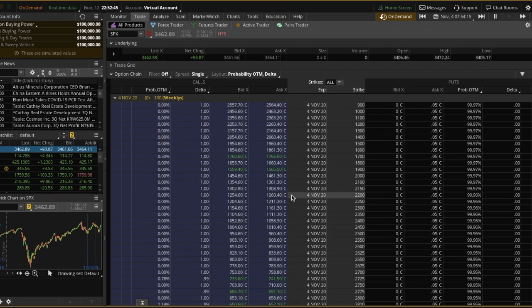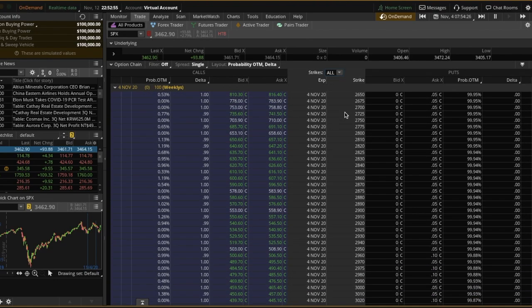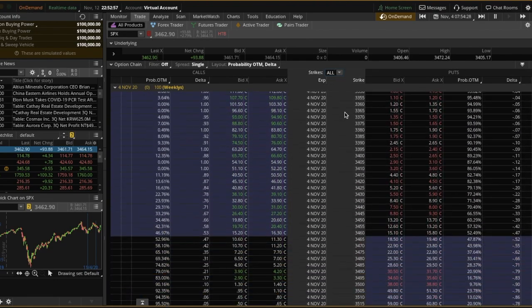Now you'll see here it says strikes and there's a drop down list. We're going to go ahead and click all. This gives you a glimpse of all the possible strike prices you can trade at. We're going to scroll down here to see the strikes that are closer to the money.